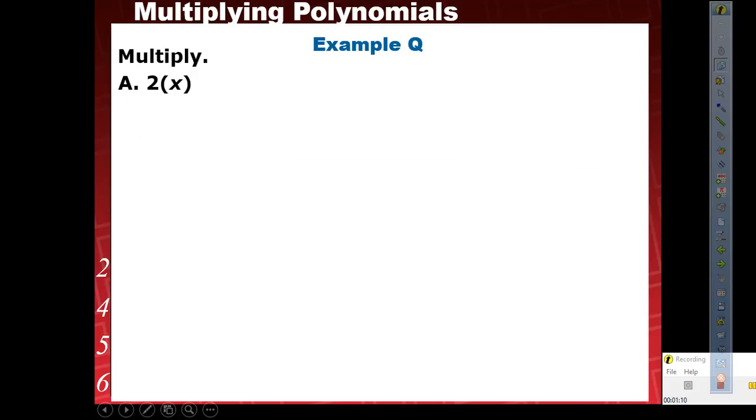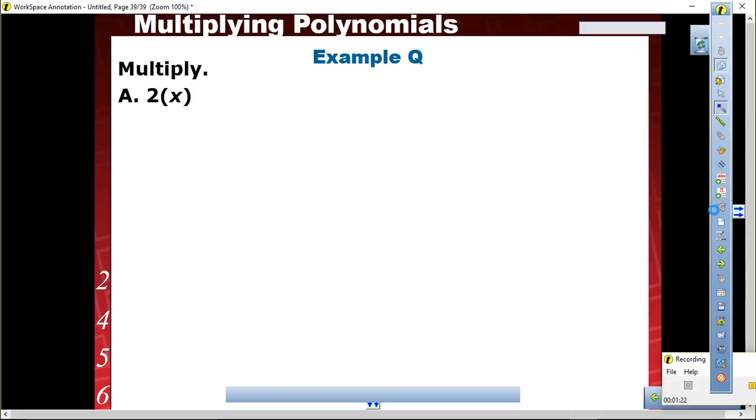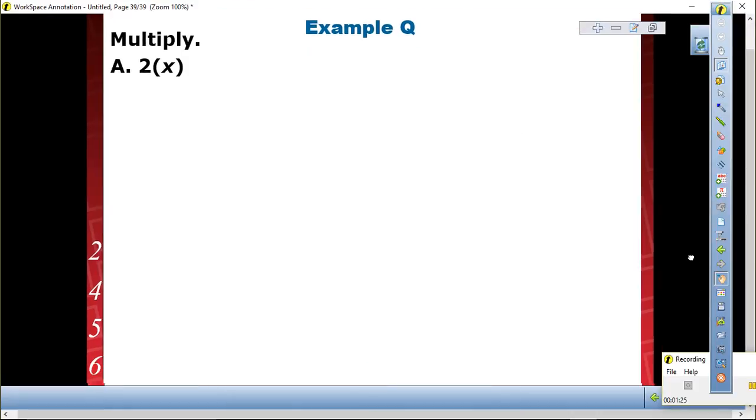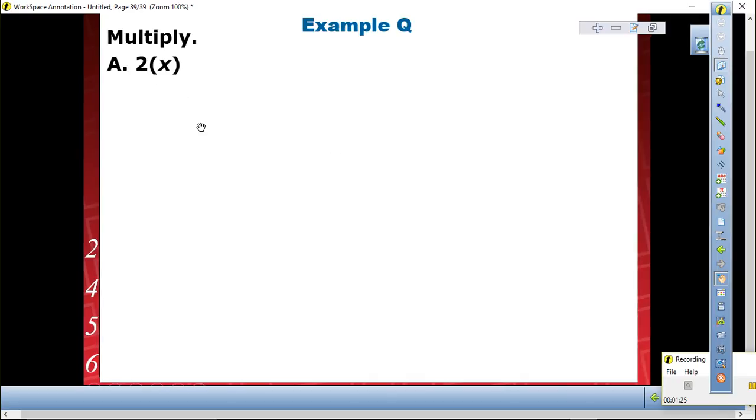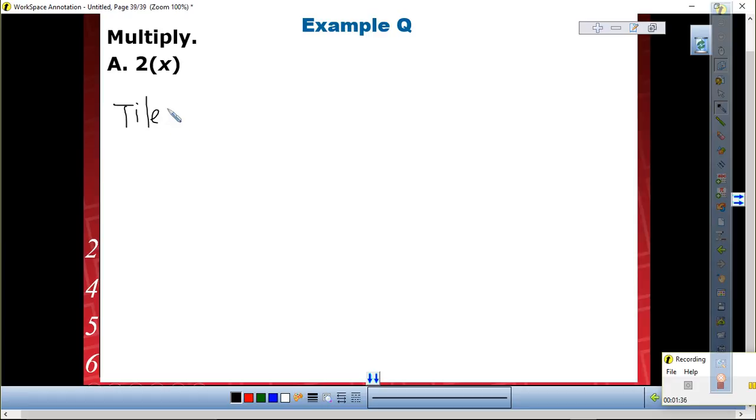Example Q: 2 times x. So I'm going to do a presentation for this using 3 different methods: using tiles, using distributive property, and using the area model. Okay? So I'm going to write first on this side, tiles, using distributive property, and using area model.